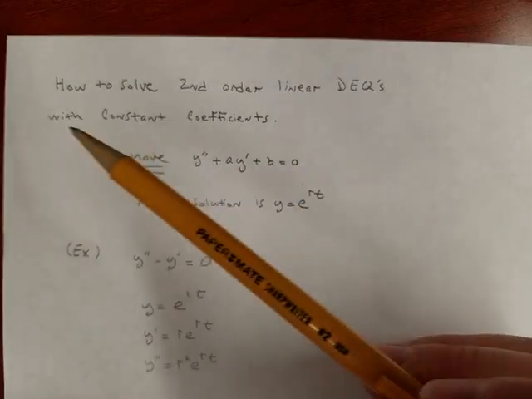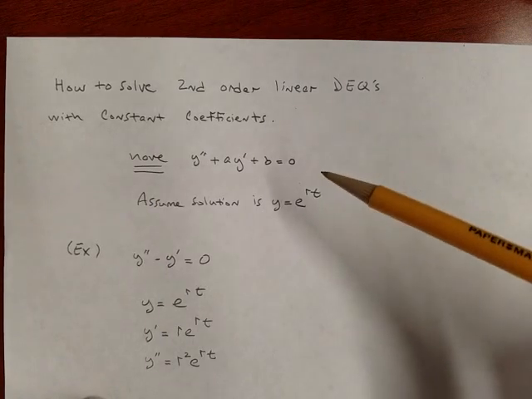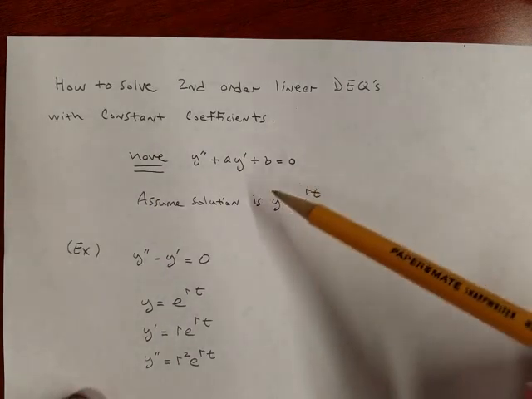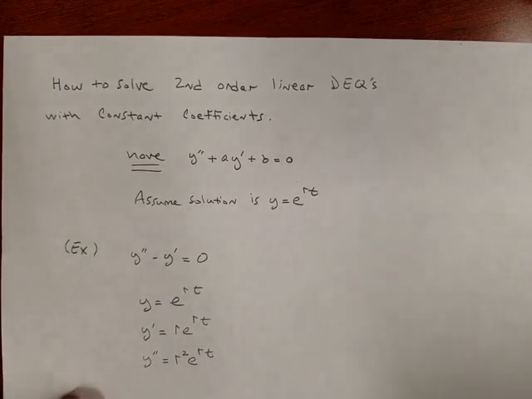Okay, let's talk about how you solve second-order linear differential equations with constant coefficients. They look like this, and the basic strategy in that case is to assume that the solution takes that form. Maybe you can see why we do that.